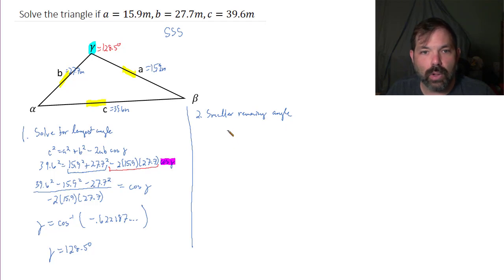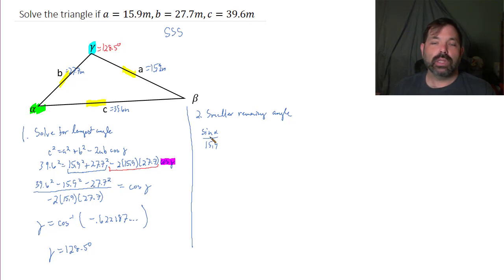So solving for the smaller remaining angle, that would be alpha. Alpha is the smaller remaining angle in this situation. So sine alpha is to 15.9. Now I could use the law of cosines again, but there's a lot of work involved with the law of cosines. So we use the law of sines at this step. Sine alpha is to 15.9 as sine of gamma, 128.5 degrees, is to C, 39.6.